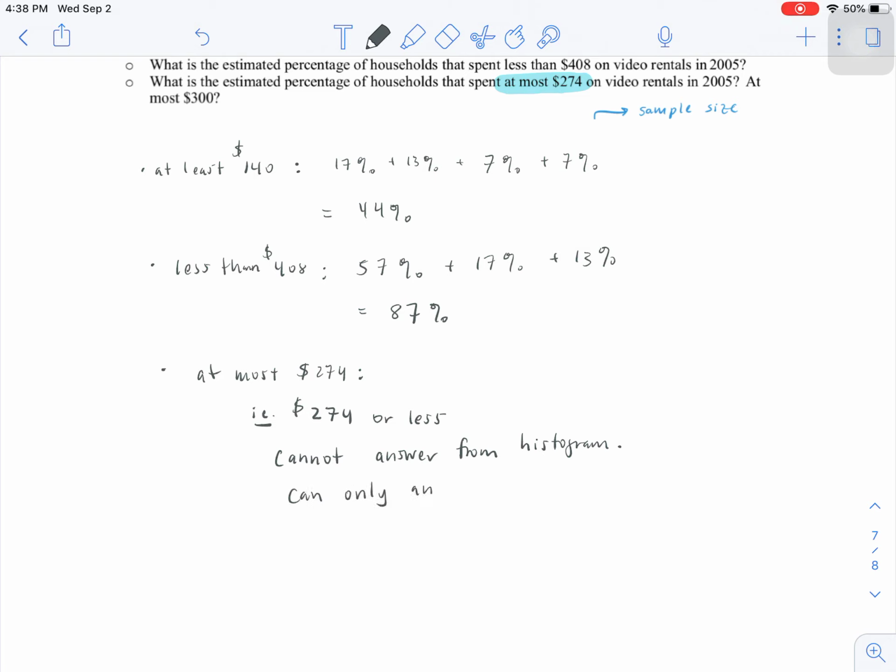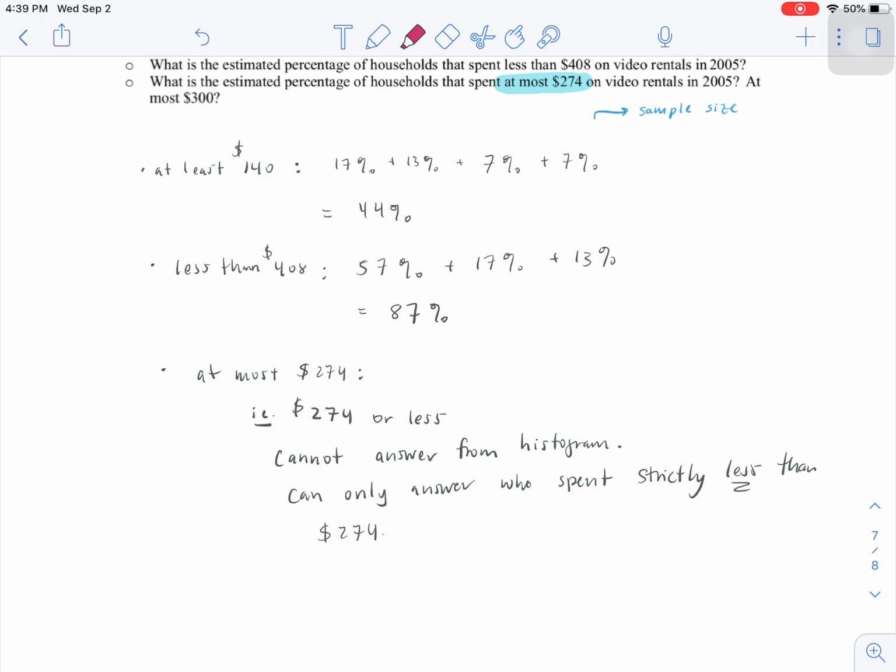We can only answer who spent strictly less than 274, not at most 274, because that includes that upper bound.